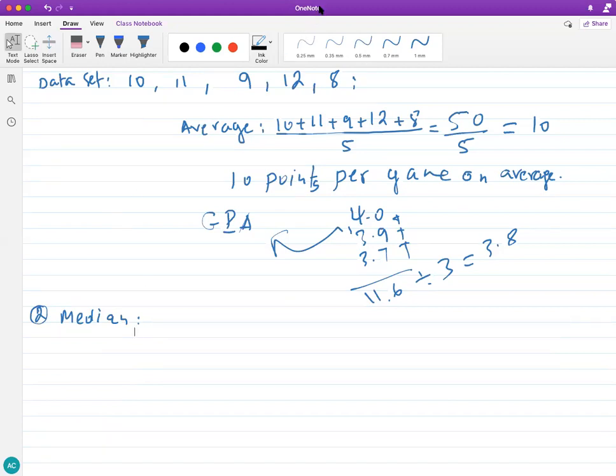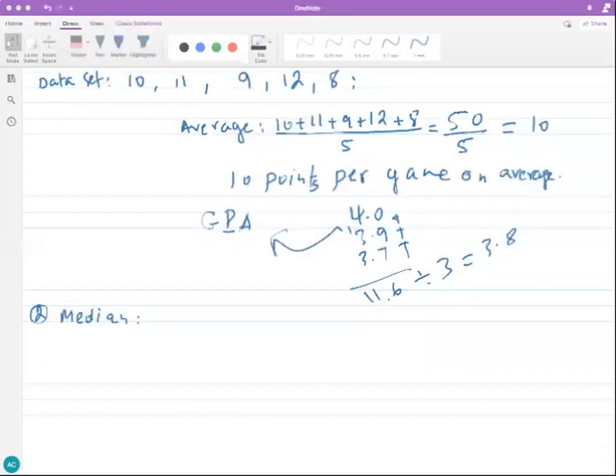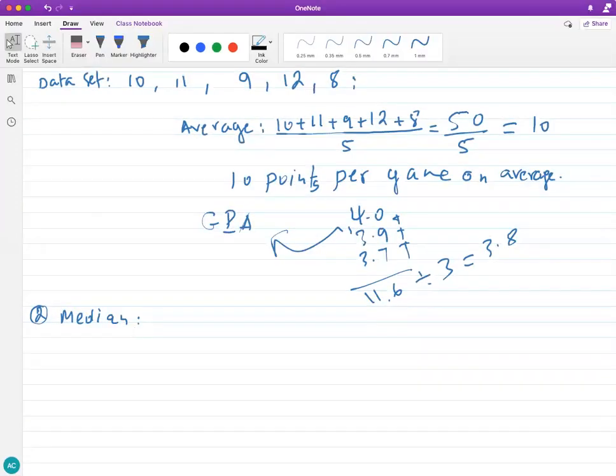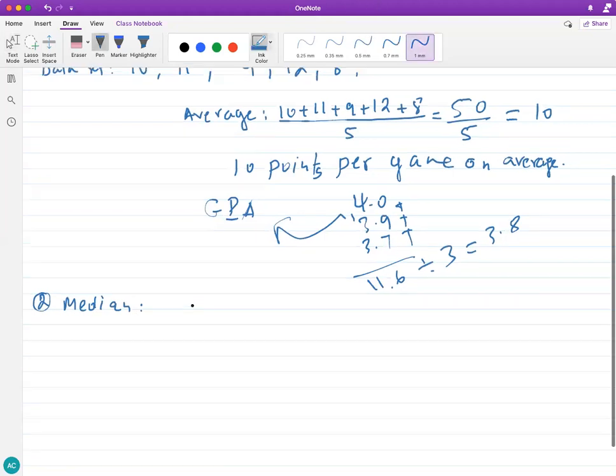Any ideas? The median, is it like the middle number? It is the middle number, that's right. That's the easy way to remember it, the middle number. Not the average number, but the middle number.